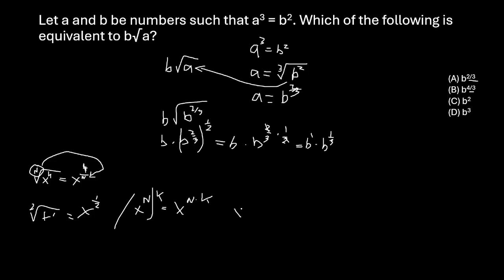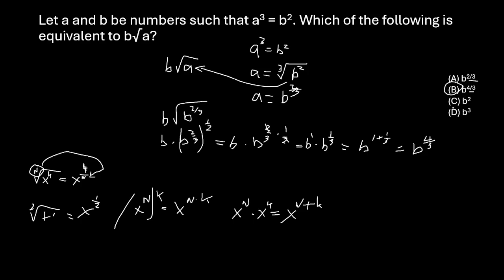It's b to the first power because it's just b. How can we multiply this? Remember, x to the n power times x to the k power would be equal to x to the n plus k. So it will be equal to b to the 1 plus 1/3, and 1 is just equal to 3/3. So this is b to the 4/3 power. And the answer is B.